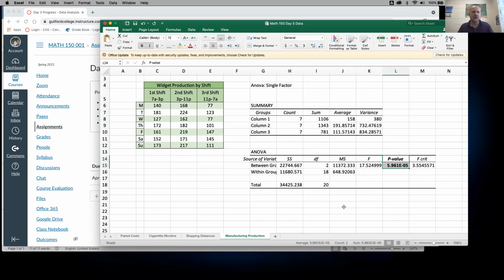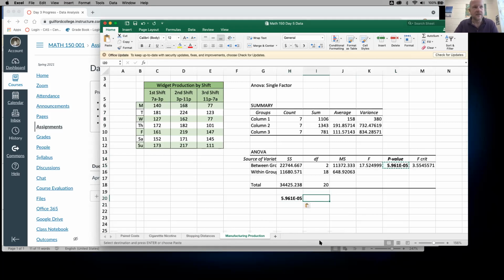And it is the question of what is the chance that these all three came from the same population with the same averages? In other words, these three shifts at a manufacturing plant, what's the chance that they all have the same sort of production amount? And if you look at that, it says 5.96E minus 0.05. And I'm going to copy that to here.